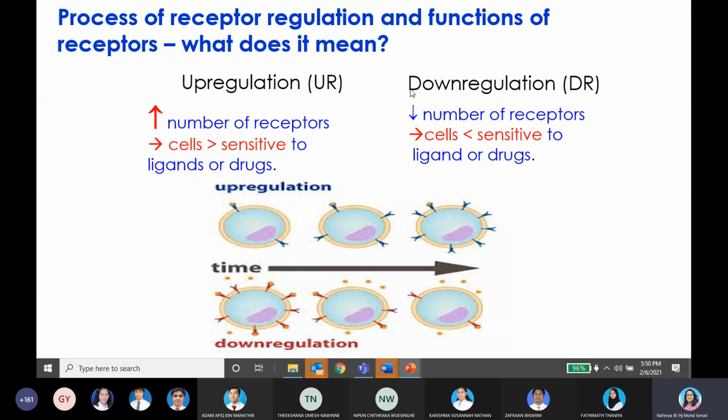Downregulation is the opposite of upregulation. Downregulation refers to the reduced number of receptors, making the cells less sensitive to ligands or drugs. And this is depicted by the lower part of the diagram, downregulation. We first have a lot of receptors, and then over time, we have fewer receptors. All right, I'll go to the next slide, and then you can ask me questions.